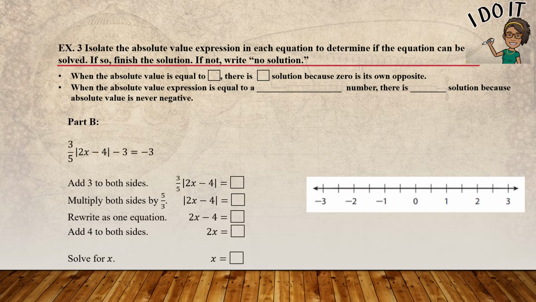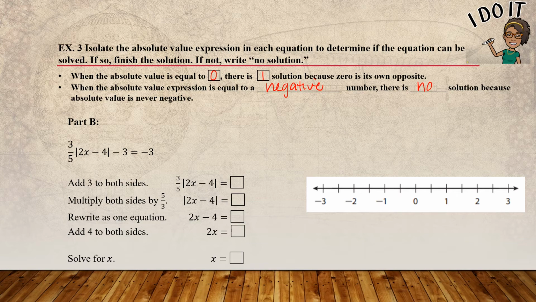All right, let's look at part B. So remember, from part A, when the absolute value is equal to 0, we know it's always going to have 1 solution, and when the absolute value expression is equal to a negative number, it's always going to be no solution. Okay, so let's just keep that in mind for part B.